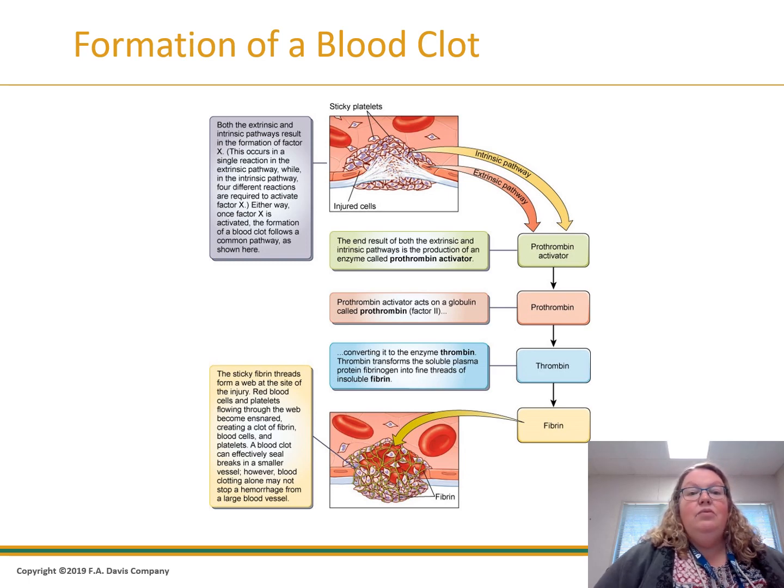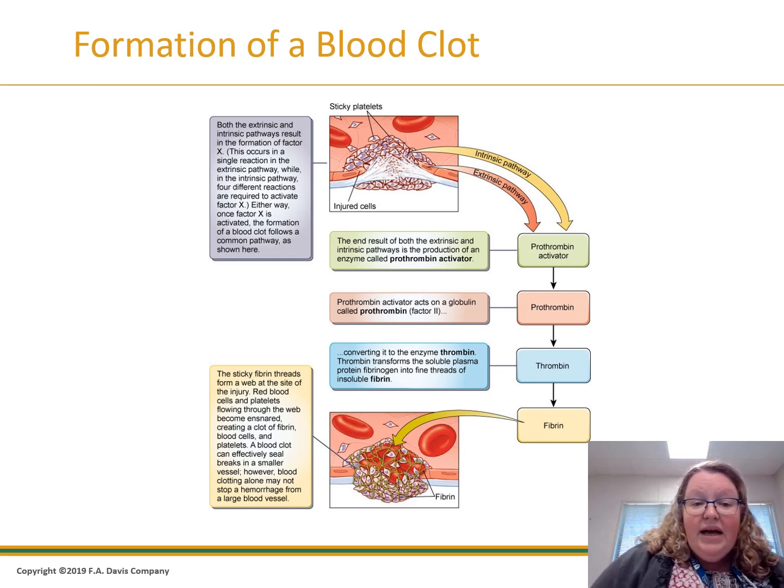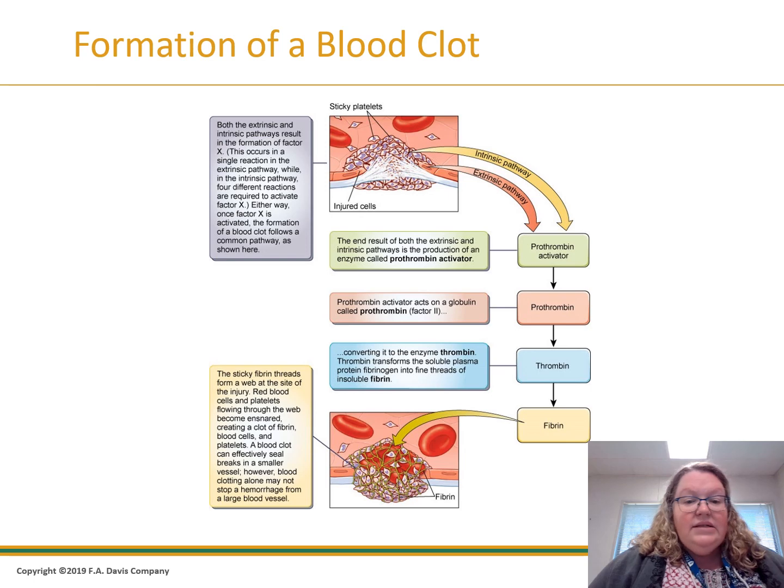Let's explain this in more scientific terminology, right? Both the intrinsic and extrinsic pathways result in the formation of factor X. This occurs in a single reaction in the extrinsic pathway, while in the intrinsic pathway, 4 different reactions are required to activate factor X. Either way, once factor X is activated, the formation of a blood clot follows a common pathway as shown here.